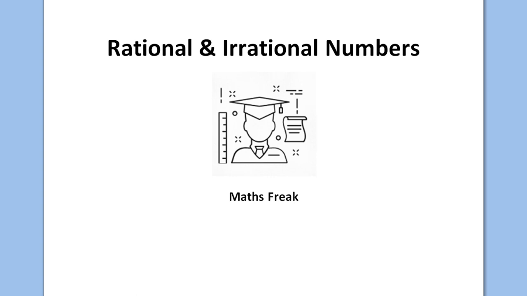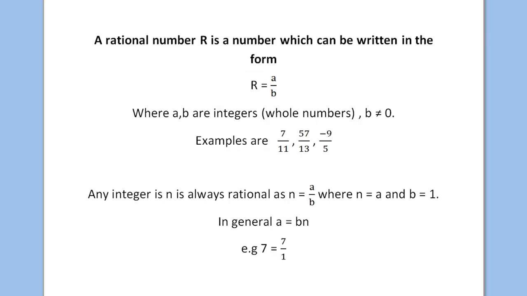Here we're going to talk about rational and irrational numbers. A rational number r is a number which can be written in the form r equals a over b, where a and b are integers, whole numbers, b is non-zero. B non-zero is very important because we're not allowed to divide by 0 because it's not defined.